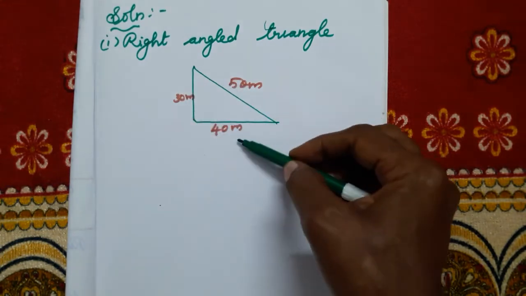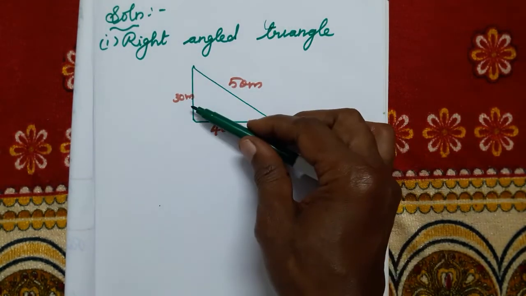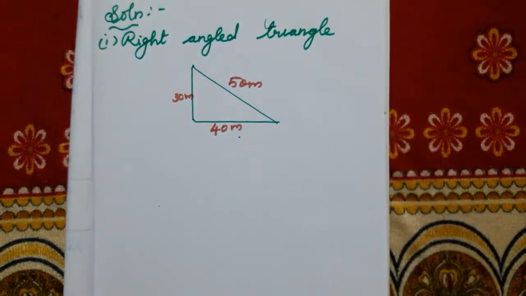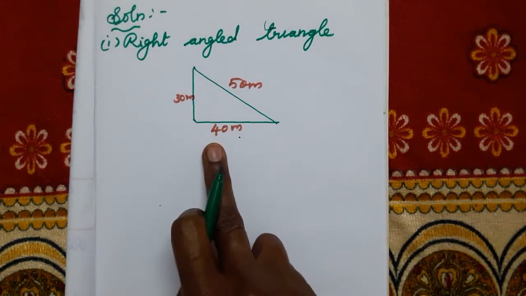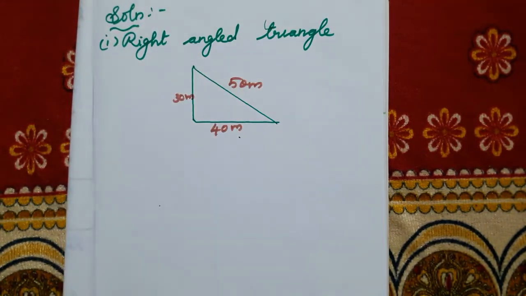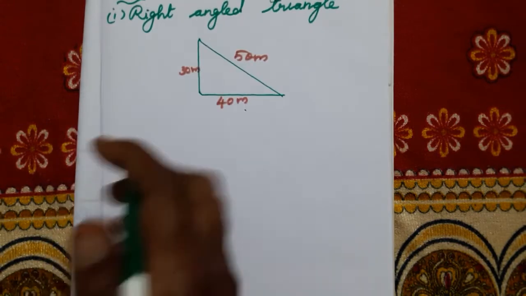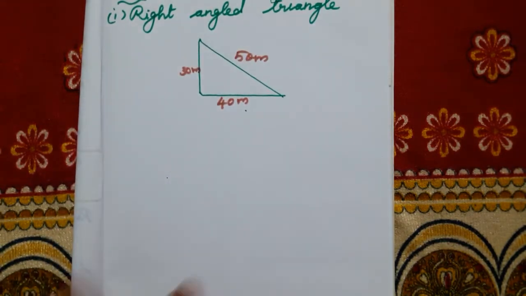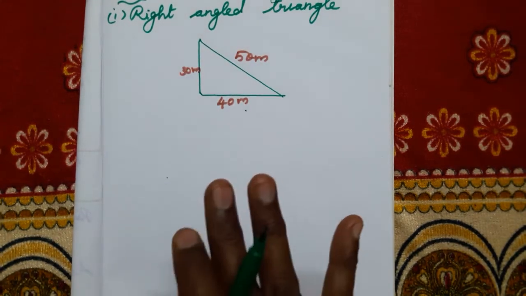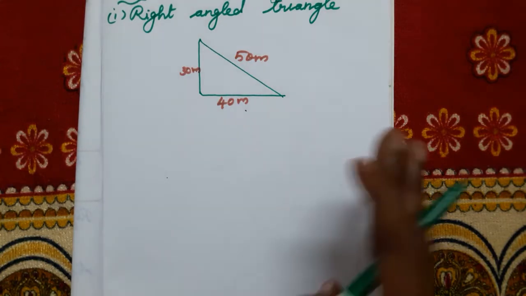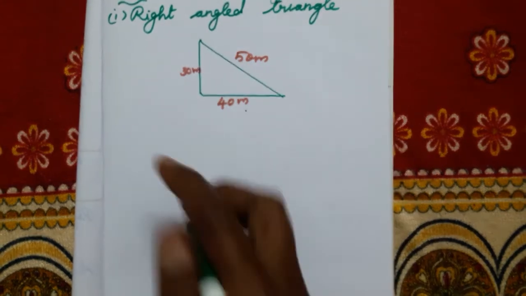Here the 30 meter and 40 meter, you can take either way. Base 30 meter or height 30 meter. Here also, base 40 meter or height 40 meter. Like that you can take it. Both methods you can do: Heron's formula, or the area of a right angle triangle.